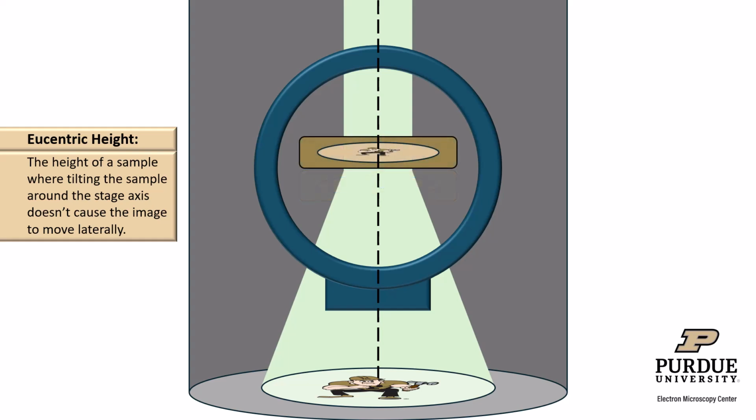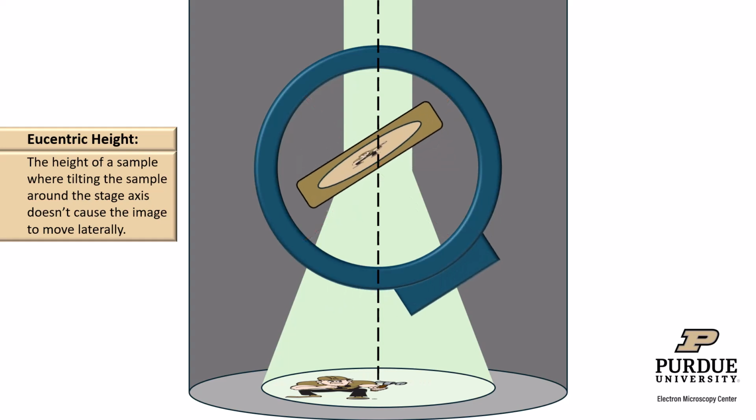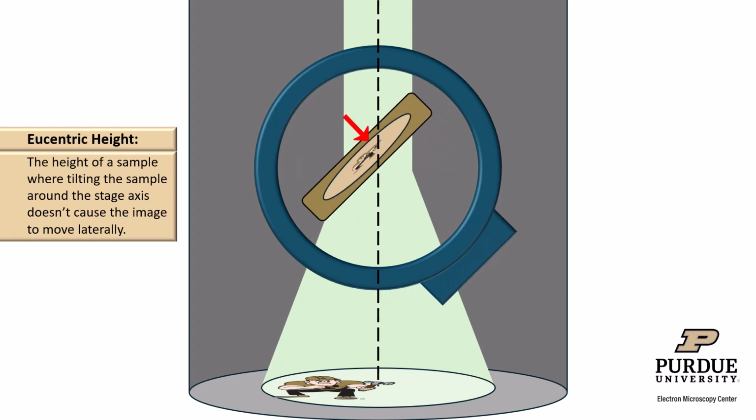So the opposite happens when your sample is too high. Now, when the stage rotates to the right, Purdue Pete's image shifts to the left with his hammer in line with the black line, just because he is now above the tilt axis rather than below it.